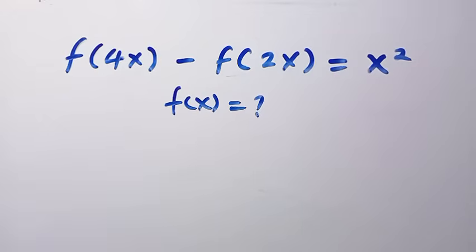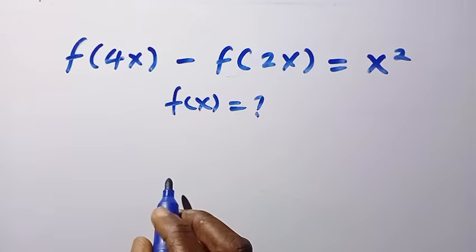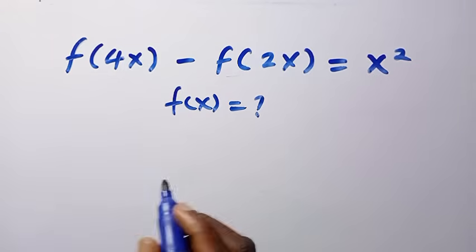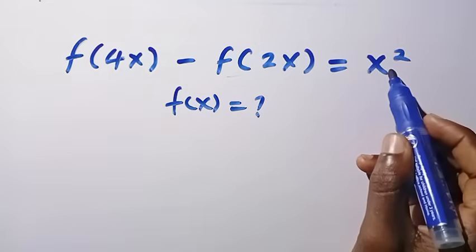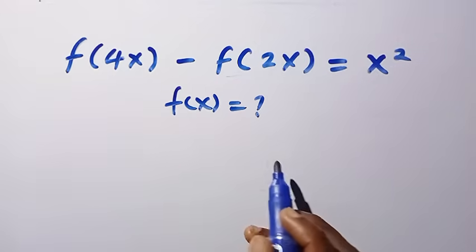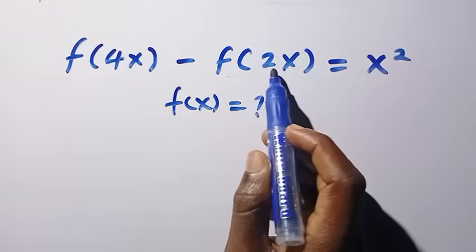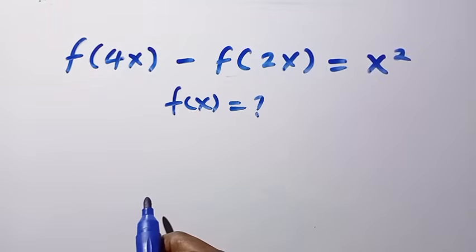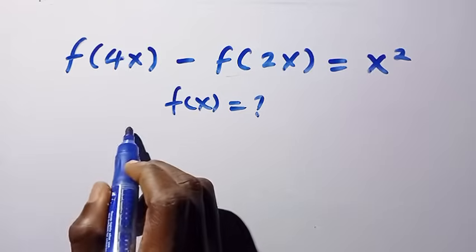Here we have an interesting functional equation, given that f(4x) minus f(2x) equals x squared, and let's see how we can find f(x). On this side we have a quadratic because of the power of 2. And here we have 4x, and here we have 2x, so this is more of a polynomial function.